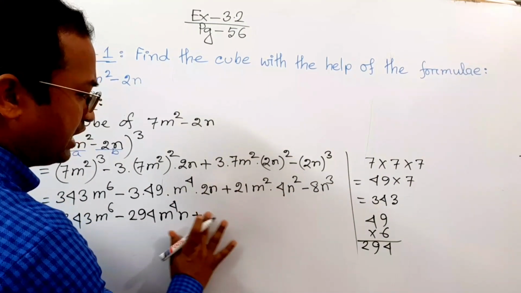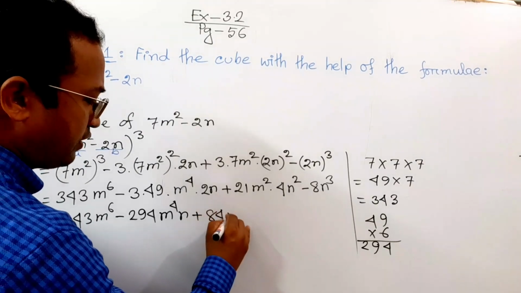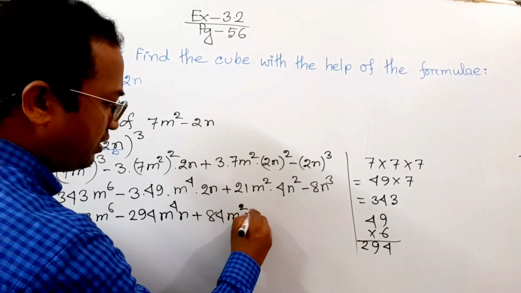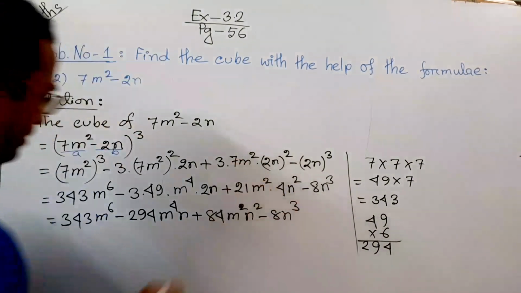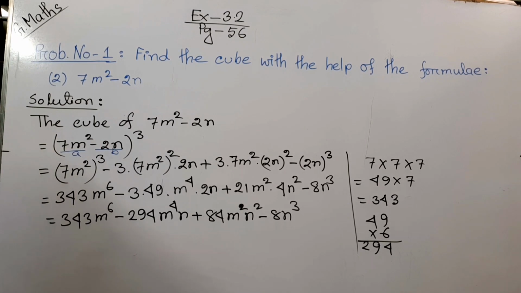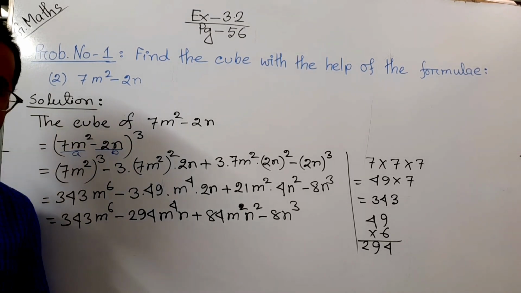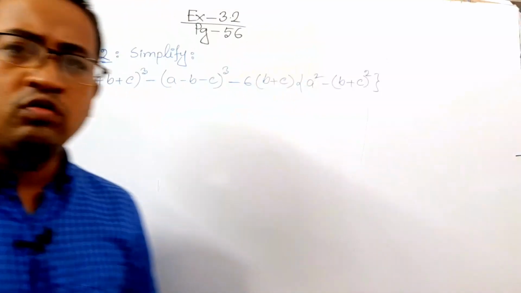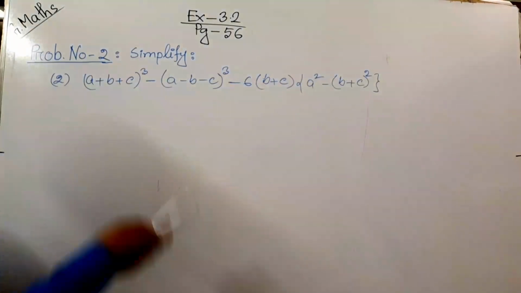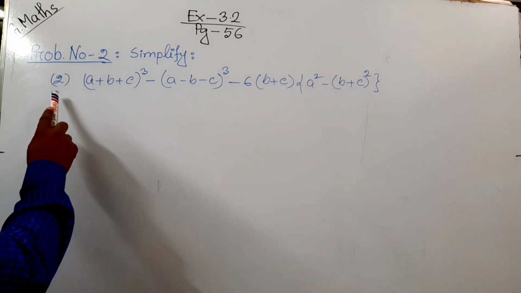21 4s are, that is 84, 84 m square n square minus 8 n cube. So this is the cube of 7m square minus 2n. Now problem number 2. Look, simplify. We will simplify sub number 2.